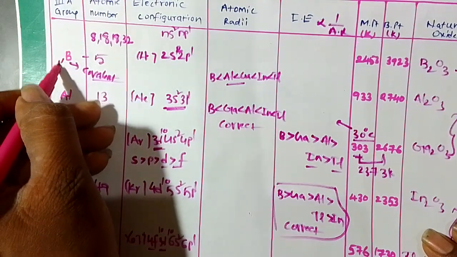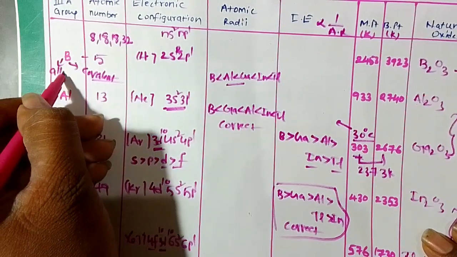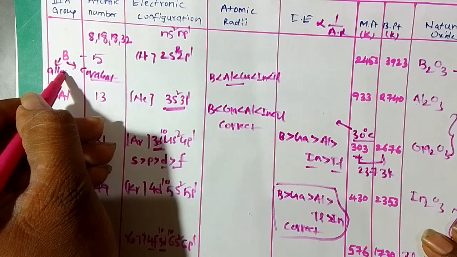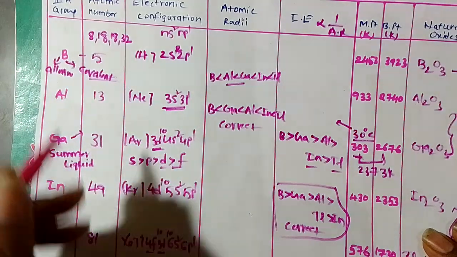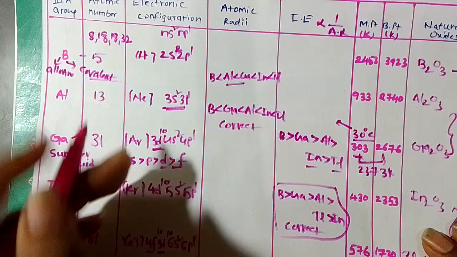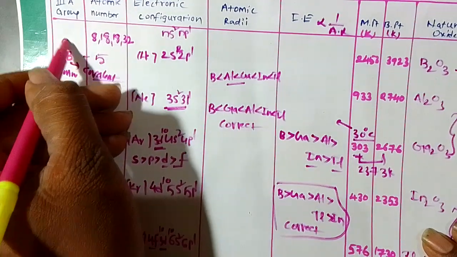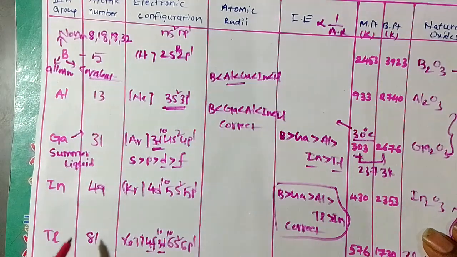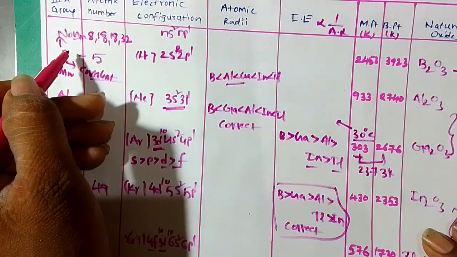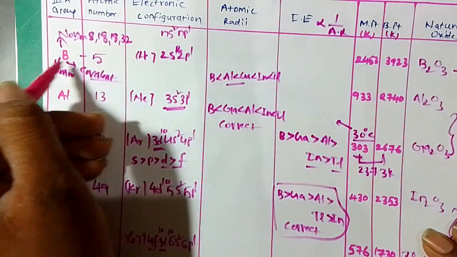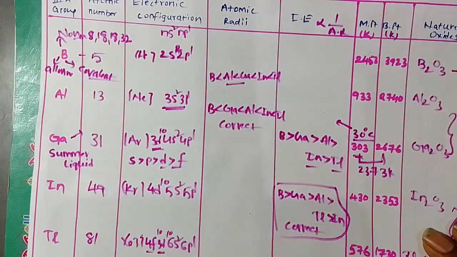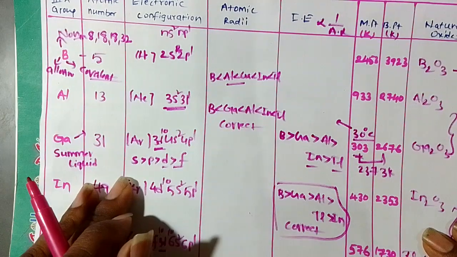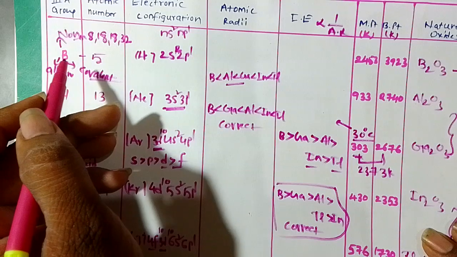Now, boron can exhibit allotropy, but the remaining elements do not show any allotropy. Boron is a non-metal. Already you know that it is a non-metal. The remaining elements are metals. Boron has a high melting point and high boiling point, while the remaining elements do not have high melting and boiling points. So this is the anomalous behavior of boron.